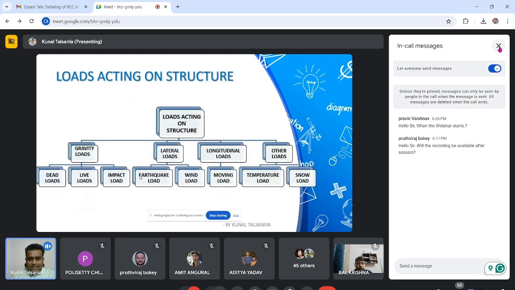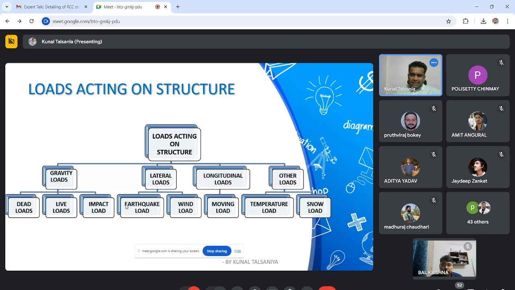Now we will understand the loads acting on the structure. There are various types of load. We have gravity loads, lateral loads, longitudinal loads, and other loads. In gravity load, there are three major loads: dead load, live load, and impact load. For lateral load, we have two loads: earthquake load and wind load. For longitudinal load, moving load is there, and for other loads like temperature or snow, whichever is applicable. So this is the load chart. We have to remember that there are four types of main load: gravity loads, lateral loads, longitudinal loads, and other loads.